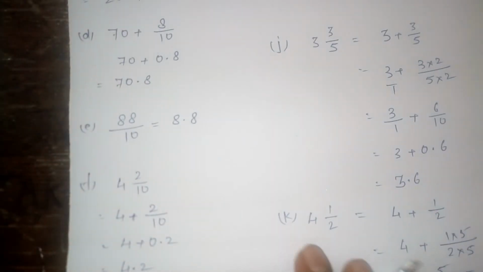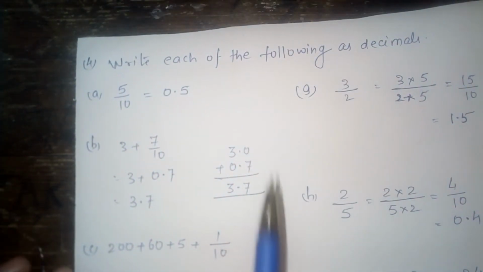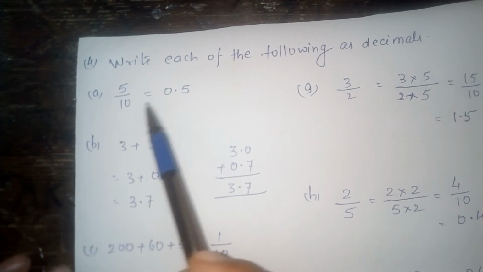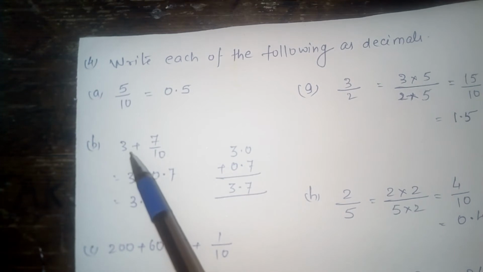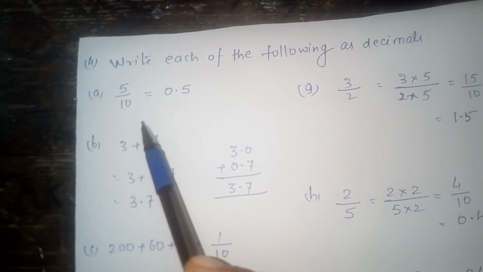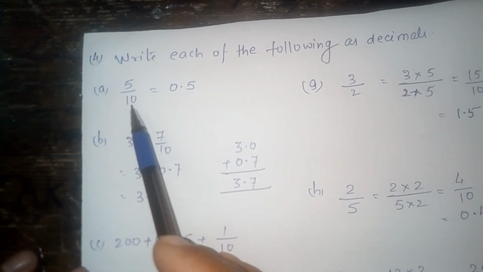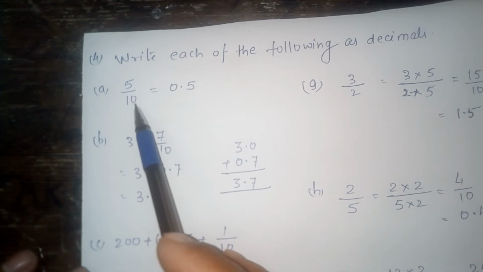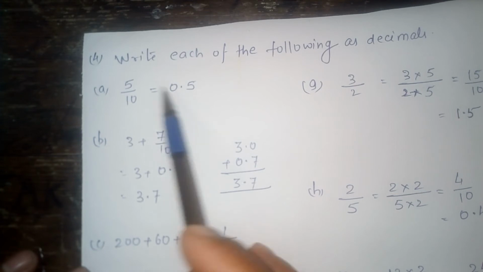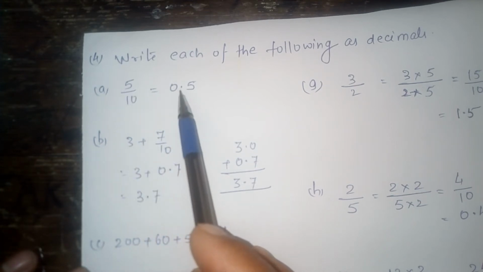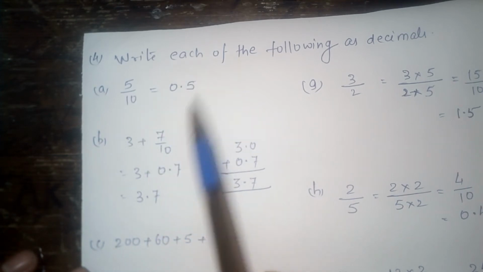And my dear student, your next question is, now look here, write each of the following as decimal. The meaning is the question is not in the decimal form, but the answer will be in the decimal form. Okay. How? Look here, this is 5 upon 10. You know very well, in 10 the number of 0s is 1. So before one digit we will put the decimal point. The meaning is 5 upon 10 is equal to 0.5.